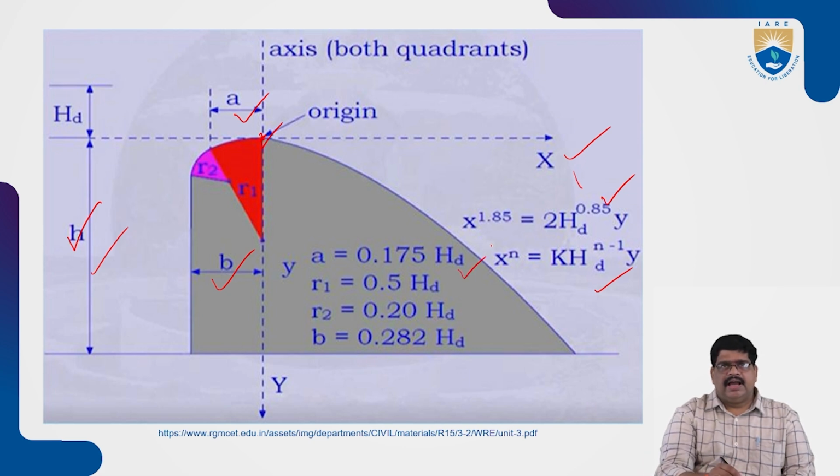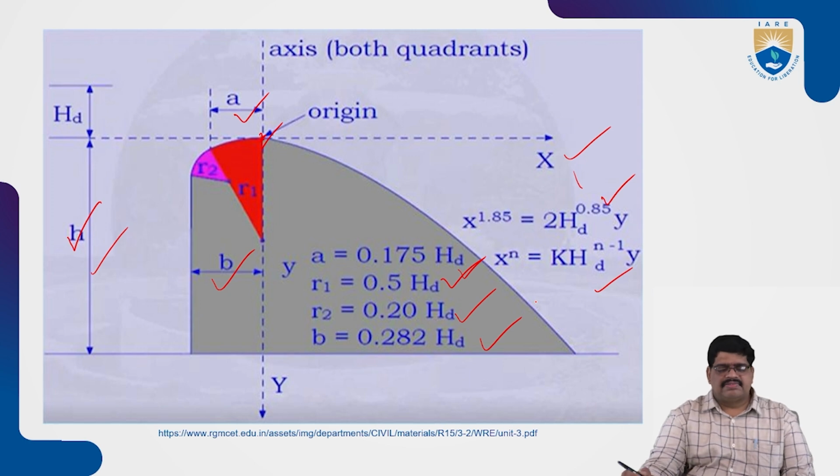a is equal to 0.175 Hd, R1 is equal to 0.5 Hd, R2 is equal to 0.2 Hd, and b is equal to 0.282 Hd. What are these values? These are the design criteria values to be considered while designing the Ogee spillway. Based on these equations we have to apply and calculate, and after the calculation we have to calculate the discharge in the Ogee spillway.